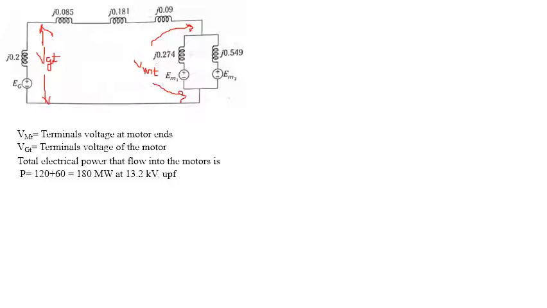This is VGT, okay. So VMT is the terminal voltage of the motor, VGT is the terminal voltage of the generator. This is supposed to be interchanged, okay. This is, or it's not the motor, it is for the generator, okay.